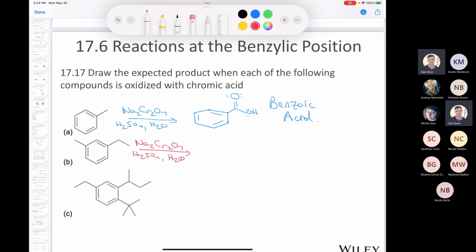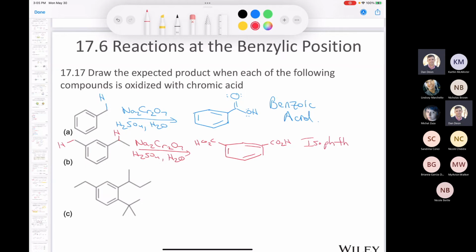Why? Because in the first example, we only had one benzylic position with protons. Now you've got two. You've got benzylic protons here, and therefore you're going to end up with two carboxyl groups. So I'm just going to draw the condensed structure here of the carboxyl group, which looks like this. This is called isophthalic acid. You don't need to know that name.